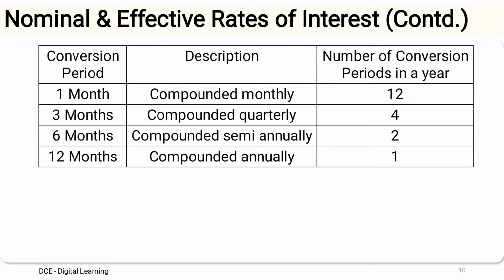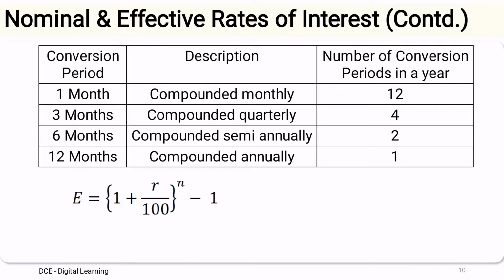There are a few occasions when interest is not necessarily computed annually. The interest may be compounded monthly, quarterly, semi-annually also. So therefore, if you compound interest monthly, then the number of conversion periods in a year will be 12. If you compound interest quarterly, then the number of conversion periods will be 4 in a year. If you compound semi-annually, then the number of conversion periods in a year will be 2.